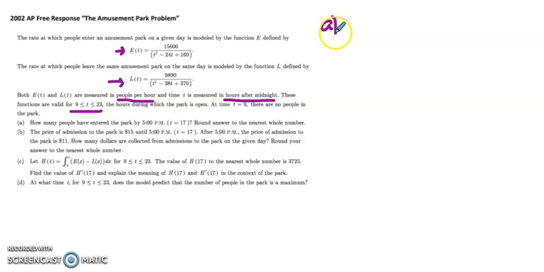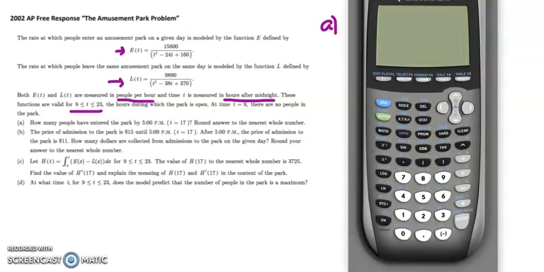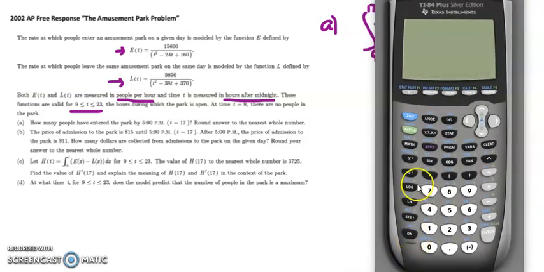So the way you're going to set up A is you're going to integrate the E of t function, and you're going to integrate it on the limits of integration from 9 a.m. to 5 p.m., so 9 to 17. We're going to go ahead and use our calculator for this. And let's get ourselves set up.